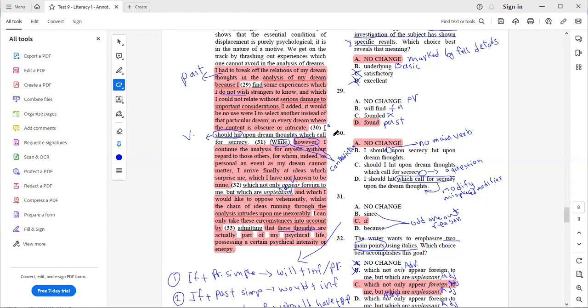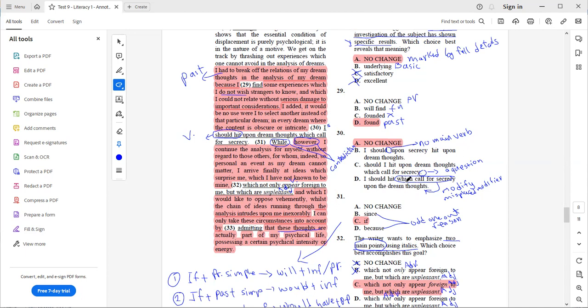Okay, so now we know that it's a grammar question. Let's look at each one to find out. Here he said, I should hit upon dream thoughts which call for secrecy. I think we have subject, verb, and a full stop, no problem, right? Yeah. Look at B. I should upon secrecy hit upon dream thoughts. We know that after should, because should is a modal verb, it can't stand alone. So we need another, main verb. So this is wrong, right? Yes. Look at C. Should I hit upon dream thoughts which call for secrecy? It's right grammatically, but the punctuation is wrong because this starts to be a question. Should I do that? Should I hit upon?